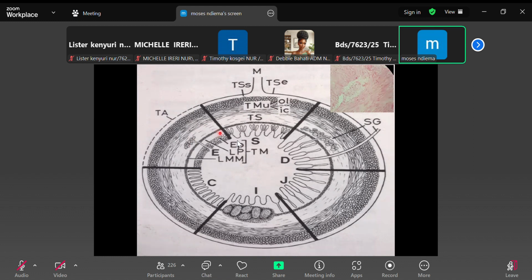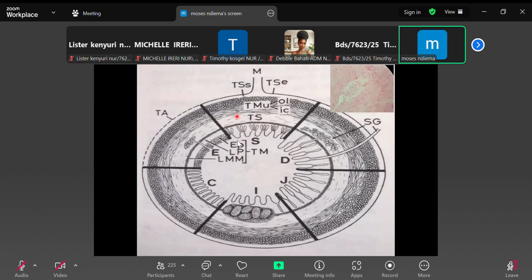Then we have the muscular layer, or tunica muscularis. In the entire GIT, except the stomach, we have an inner circular and outer longitudinal layer. In the case of the stomach, we have an additional inner oblique layer. So that is what we need to note.